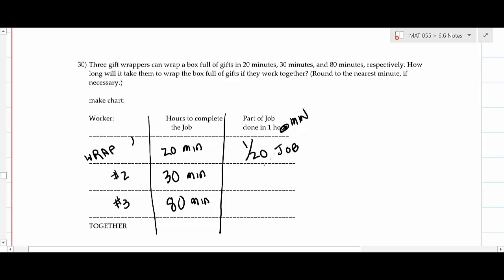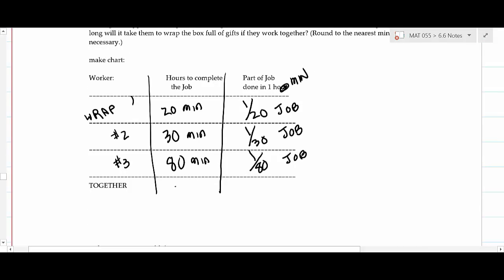That's how much that's done in 1 minute. 1/30th of the job is done by wrapper number 2, and 1/80th of the job is done there. Then together you would have x minutes here, and then 1 over x like that. So that's the setup, and you guys seem like you have that down okay. So your equation is what? 1 over 20 plus 1 over 30 plus 1 over 80 is equal to 1 over x like that.